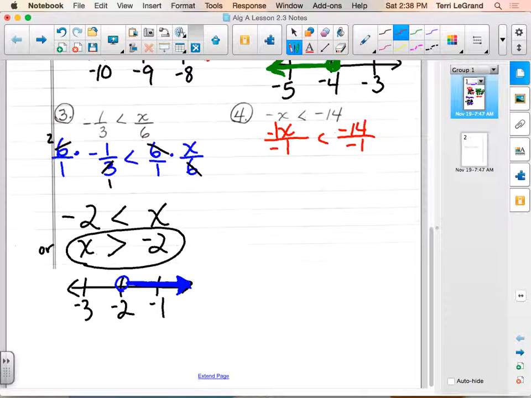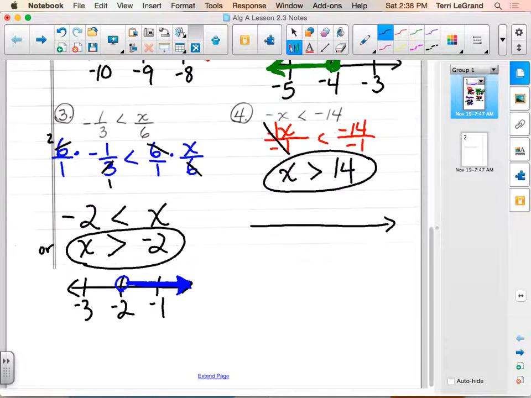Okay, now, that's x. We have to stop and say, did we multiply or divide by a negative? We divided by -1. So we did divide by a negative. We have to switch the symbol. And -14 divided by -1 is +14. So there's our solution. X has to be any number greater than 14. So let's get that graphed.